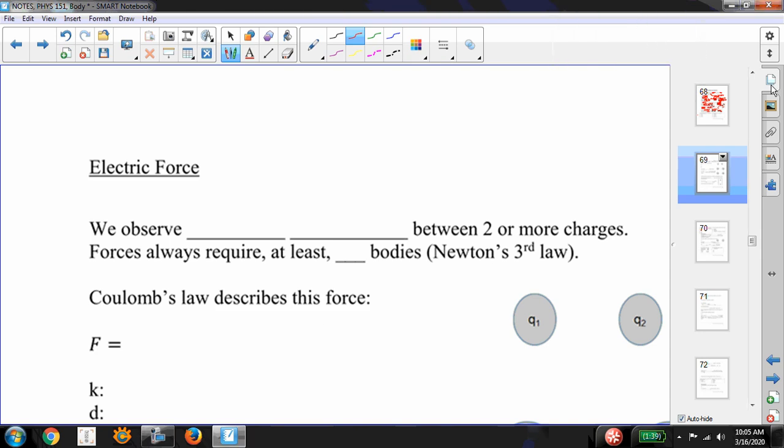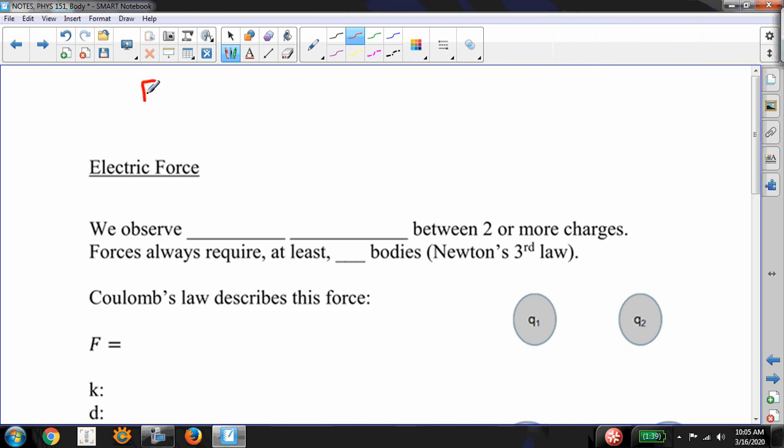Okay, so in electricity, we're going to see three big ideas. We're going to see forces, electric fields, and electric potential. And I want you to know what each of these are and be able to apply them. In addition, we'll also see potential energy, but potential energy is closely related to electric potential. In fact, they're all related, and they all go back to this initial idea of force.